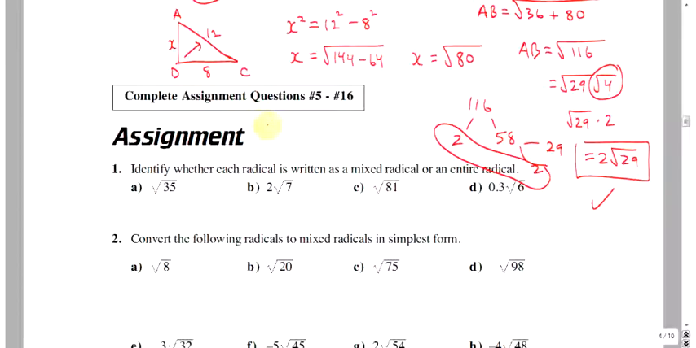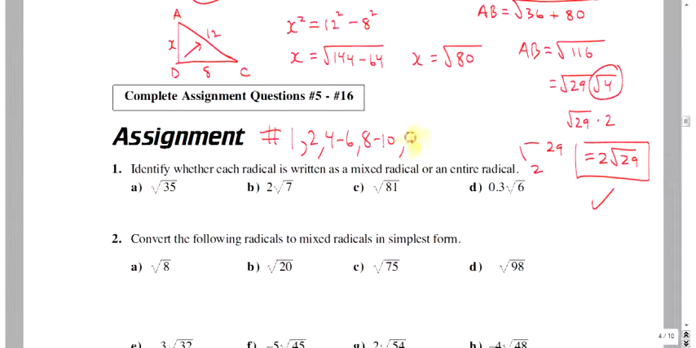Okay, numbers 1, 2, 4 to 6, 8 to 10, and 12 and 13 again are the most important ones because those are like multiple choice questions that are going to be on the government exam.